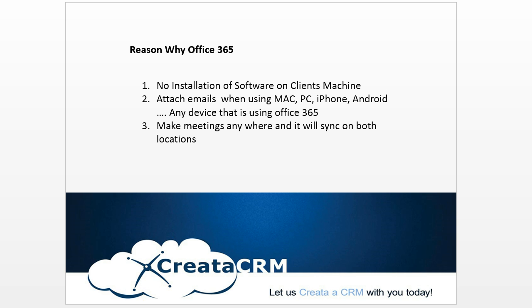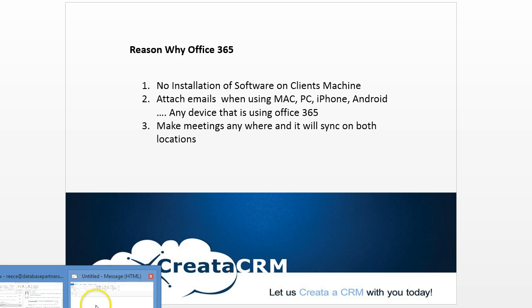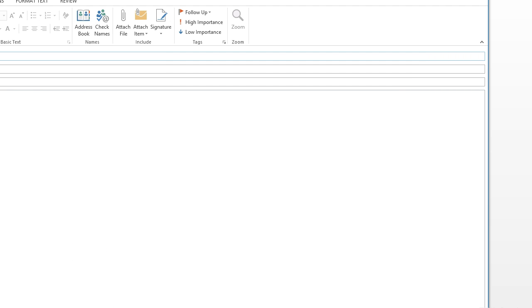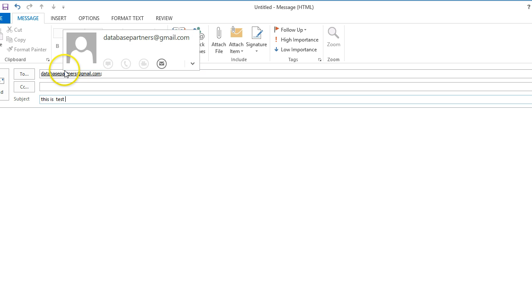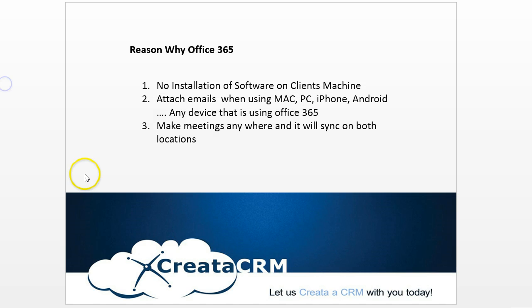Now I'm just going to send an email out to myself. So here's an email, and I'm just going to type in one of my Gmail accounts in here, database partners, and just say, this is a test. Now I just send it out and wait for a little bit.